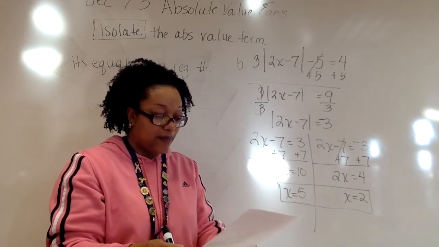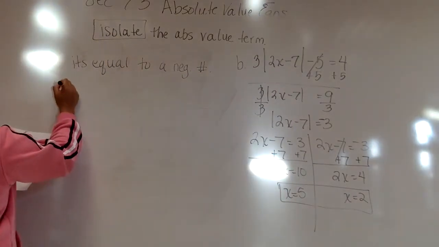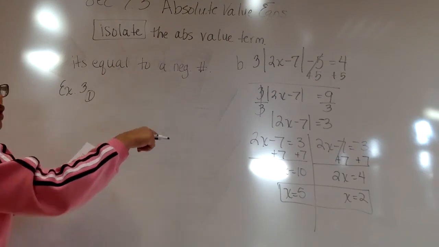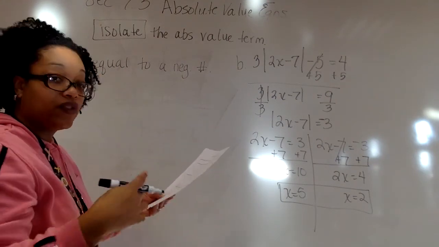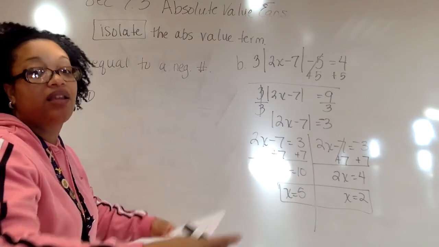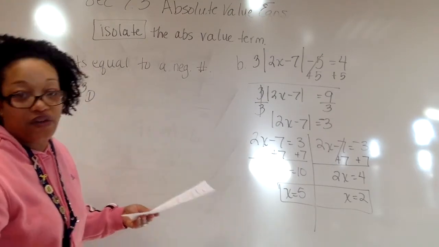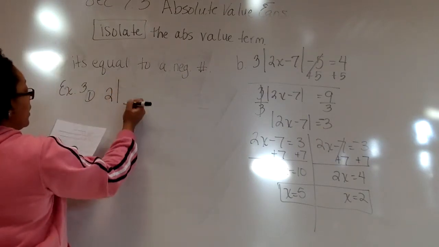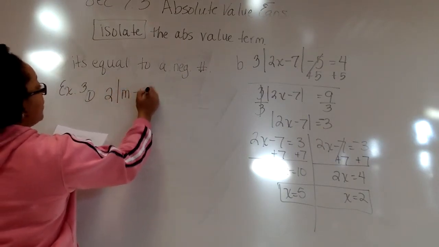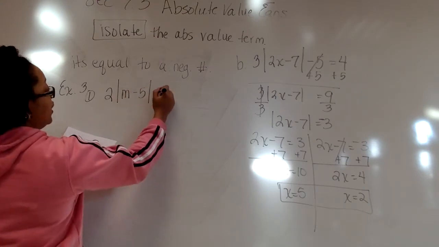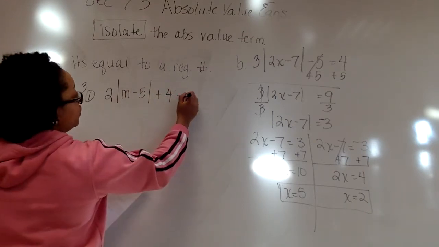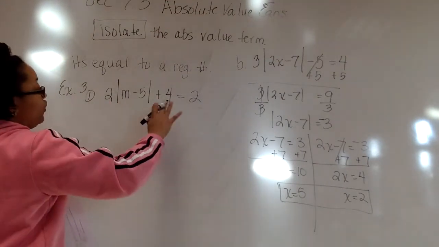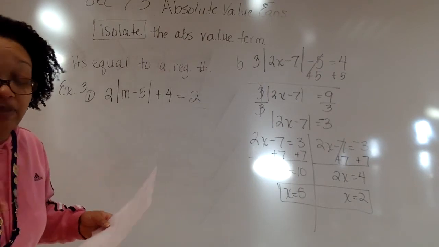So let's look at example 3. You've got several problems here because once I introduce this little extra no solution, you have to just be mindful because it's going to be embedded in any absolute value problem. So for number 1, we have 2 times the absolute value of n minus 5 plus 4 equals 2. So far so good, right? It looks like a regular problem. So let's see. It might still be a regular problem.